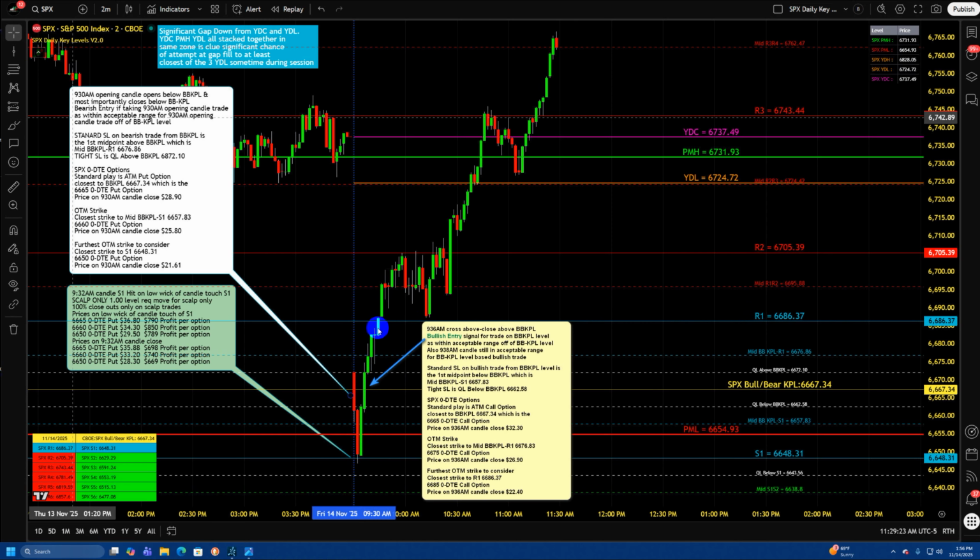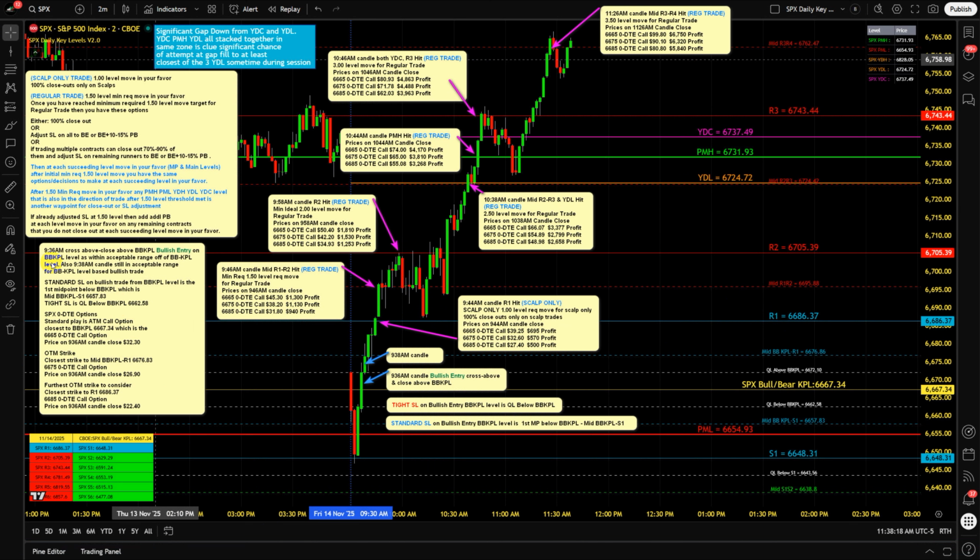As you can see here, we have a close above here. Also, this candle here right afterwards is still within range for the acceptable range for this R1 bullish trade. And then if you had taken that trade, your standard stop loss would have been the first midpoint below R1, this level here. And then you would have turned on in the user control panel the QL below R1 if instead you wanted to use a tight stop loss on this bullish trade off of R1. Okay, this other information here will be on the next screen, so we will just move on to this screen now.